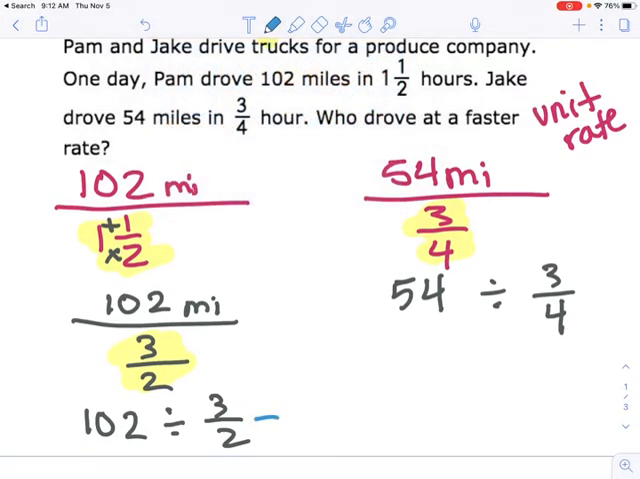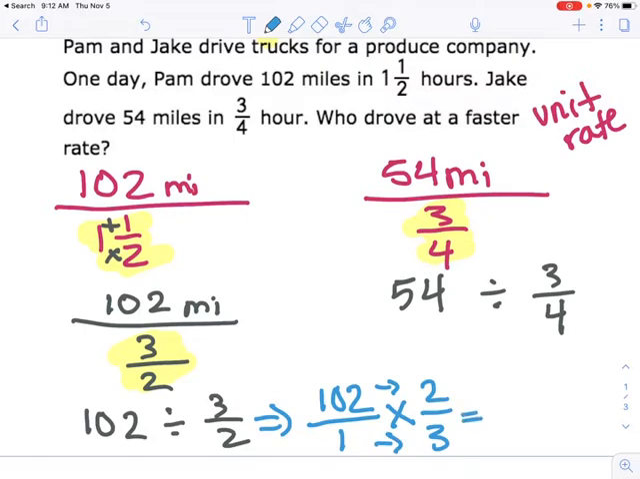So again, when we're dividing with fractions, we're doing keep, change, flip. So we're doing 102. I'm going to write this as a fraction. Change division to multiplication and flip my fraction. So now I'm just going to multiply straight across. I have 102 times 2 and 1 times 3.